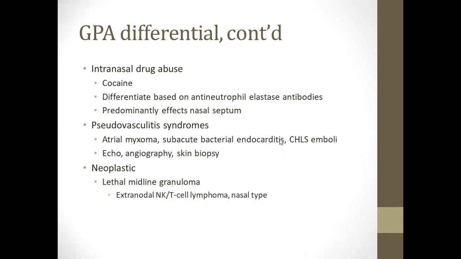Pseudovasculitis syndromes, atrial myxoma, echocardiogram can help with that. Subacute bacterial endocarditis, cholesterol emboli, and especially in our older population, that's very possible and a common occurrence, actually. Angiography, skin biopsies can all help look through that. And then neoplastic issues can also be a mimicker.